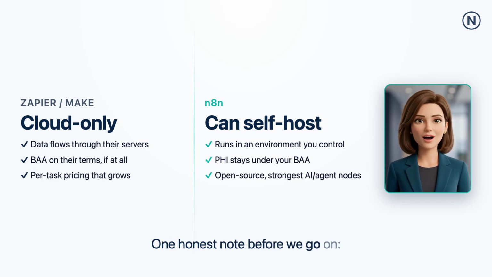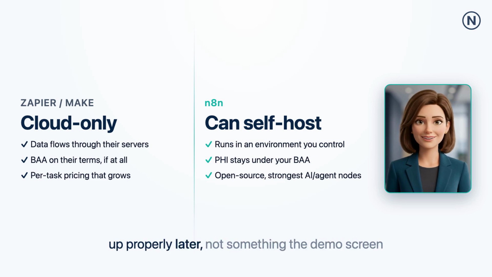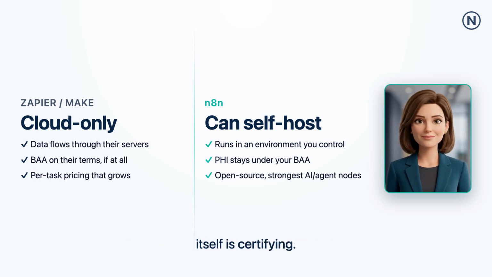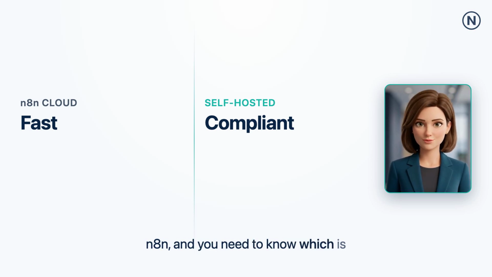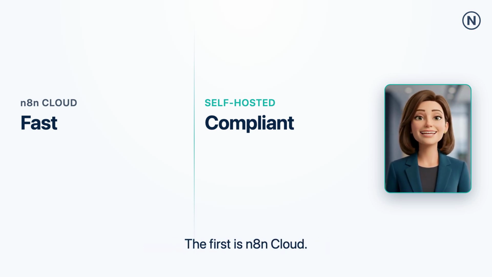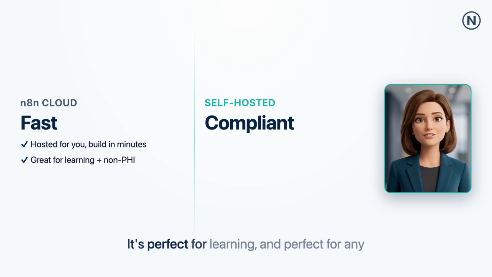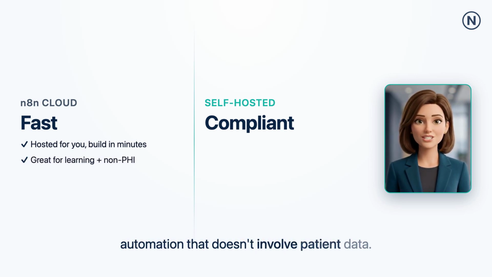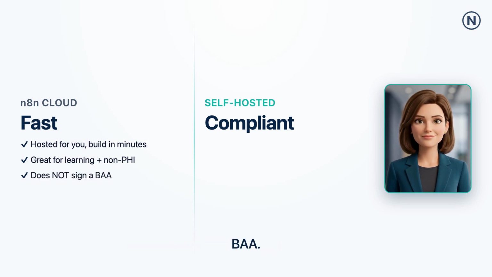One honest note before we go on, n8n can run in a compliant setup, but what I'm about to demo runs on n8n's hosted cloud with fake data. So think of self-hosting as a capability we'll set up properly later, not something the demo screen itself is certifying. That brings us to a fork in the road because there are 2 ways to run n8n, and you need to know which is which. The first is n8n Cloud. n8n hosts it for you, you log in through a browser, and you're building in 2 minutes. It's perfect for learning and perfect for any automation that doesn't involve patient data. But, and this is the part to remember, n8n's cloud does not sign a BAA. So it is not your path for real PHI.